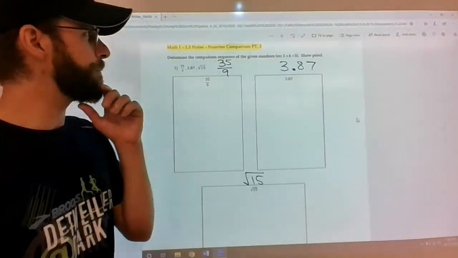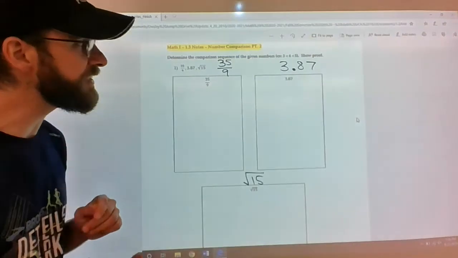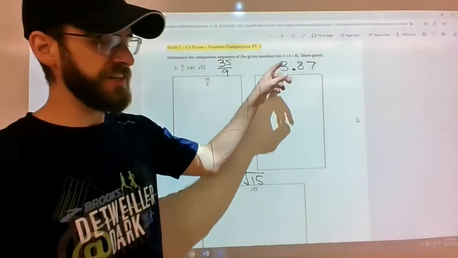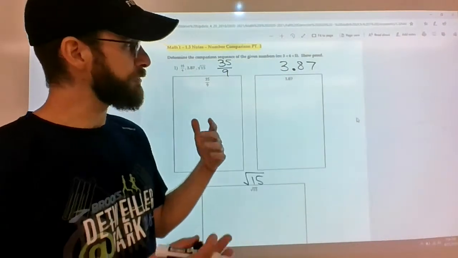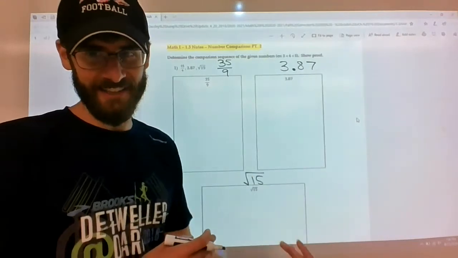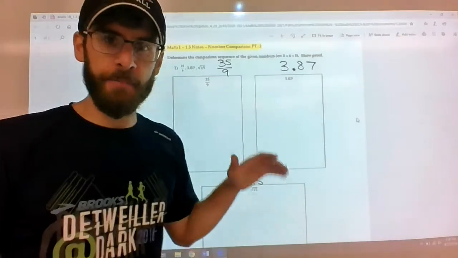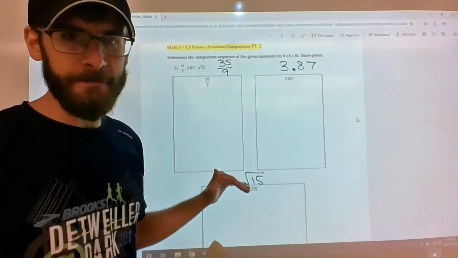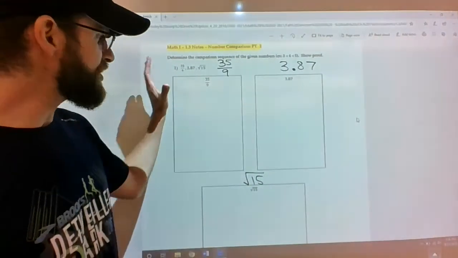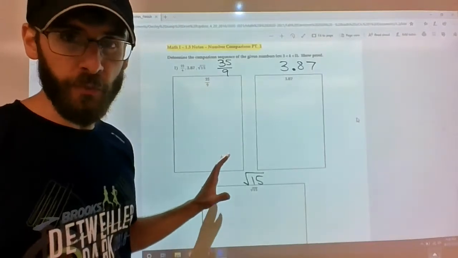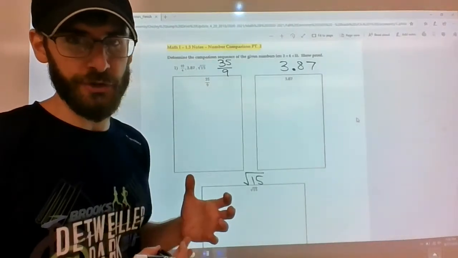It says determine the comparison sequence of the given numbers, and then in parentheses I put the example is 3 is less than 4 is less than 5. And I ask you to show proof. So bottom line, at the bottom of this page, it basically is asking you to say, what's the order in which these numbers should be arranged and what inequality symbol should go between them?